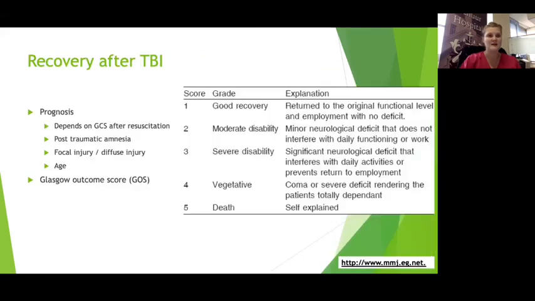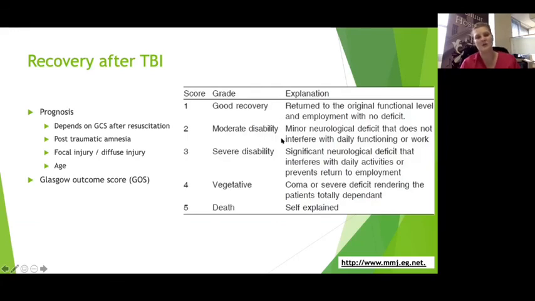Recovery after TBI, I really just want to say two things on prognosticating. We use something called a Glasgow Outcome Score, and there's also the GOS-E, the Glasgow Outcome Score Extended. It quantifies in a more objective way what the patient's functional baseline is after recovering from a traumatic brain injury. The GOS-E splits this up into more categories. It's got 8 instead of 5.